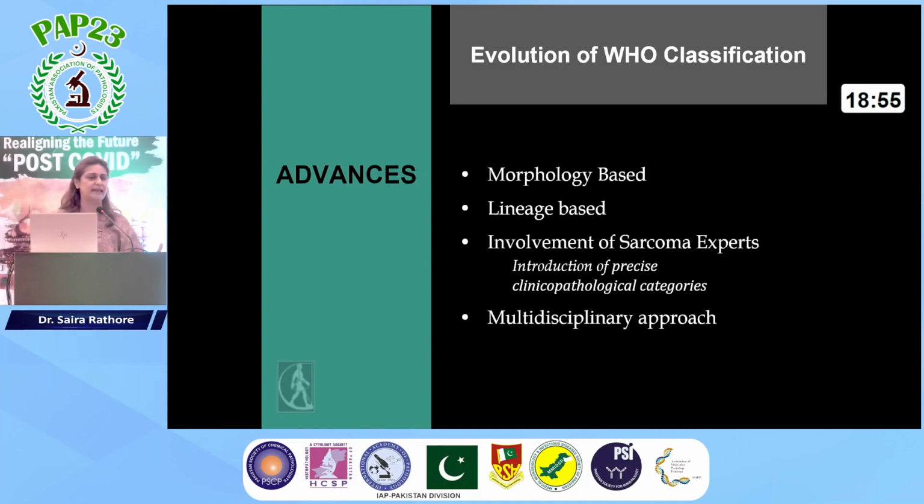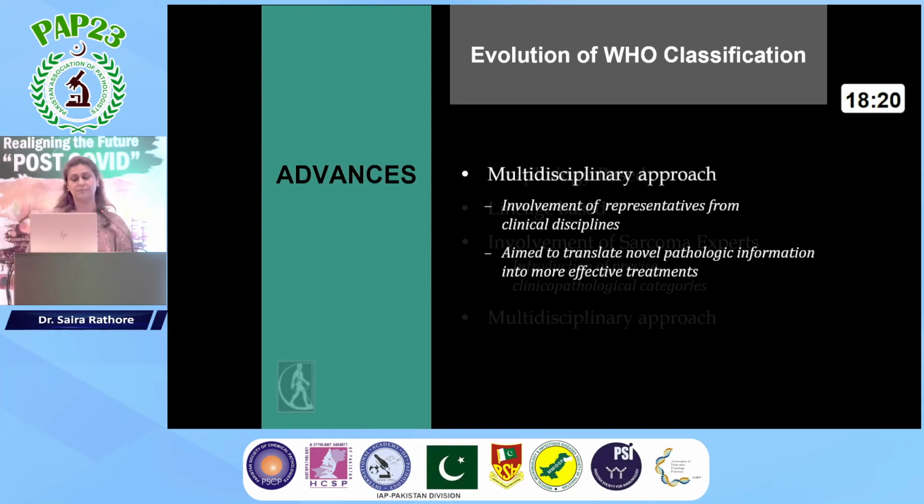That included adipocytic tumors, fibroblastic tumors, fibrohistiocytic tumors. But with the involvement of a large number of expert sarcoma pathologists, the classification was further refined, and the lineage-based classification was subcategorized into benign, intermediate, and malignant categories, all based on the prognosis and behavior of the tumors. But it was for the first time in the 2020 WHO classification of soft tissue sarcomas that a multidisciplinary approach was introduced. Representatives from different clinical disciplines sat together to understand the etiology and the disease process down to its genetic basis, and that revolutionized the entire spectrum of soft tissue sarcomas.